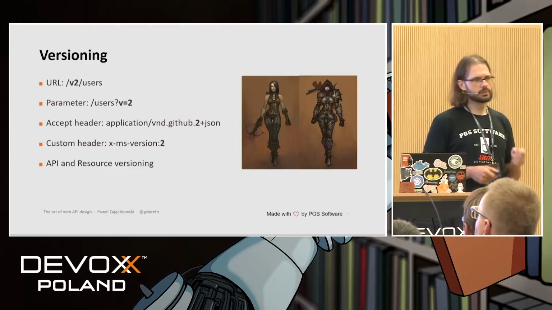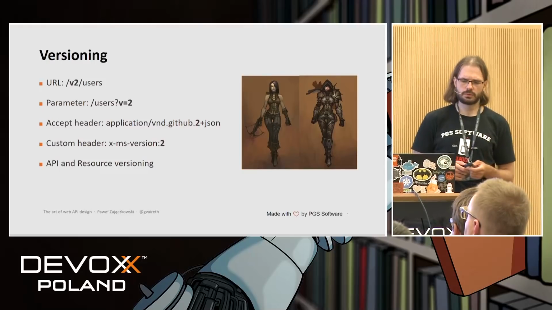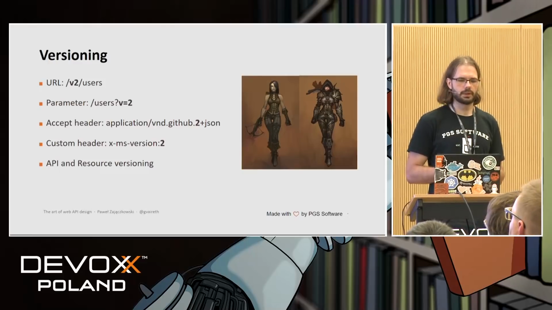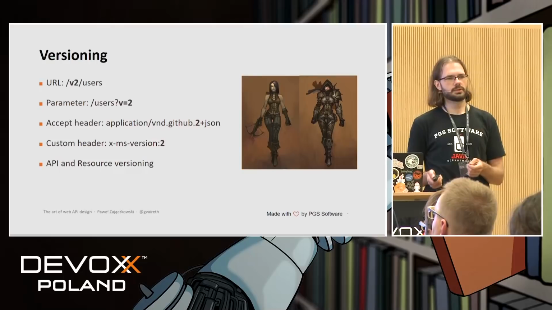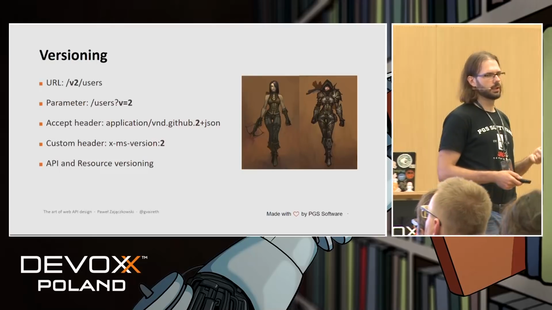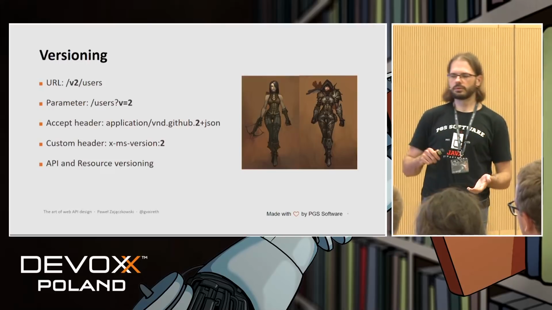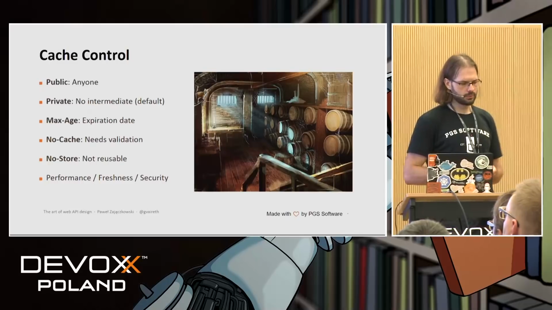Again, if we want to go away from the business surface of the API, we can use headers, either the accept header for that, or we can use our own headers. And API versioning and resource versioning are two different things, so we can have new API, old API, and return new version of resource and old version of resource. Those shouldn't be confused.